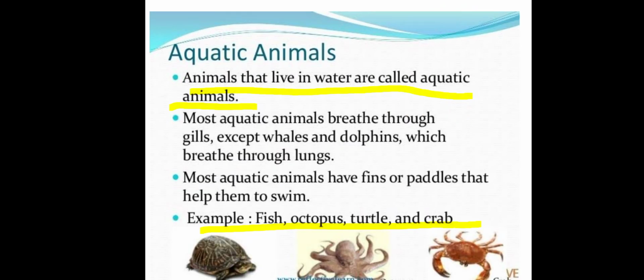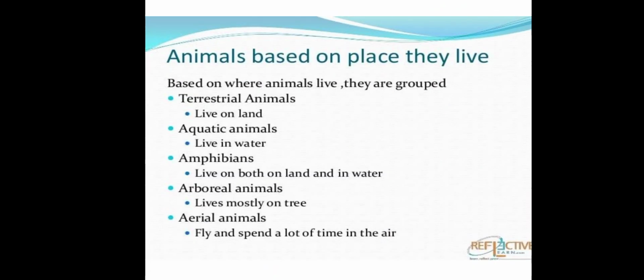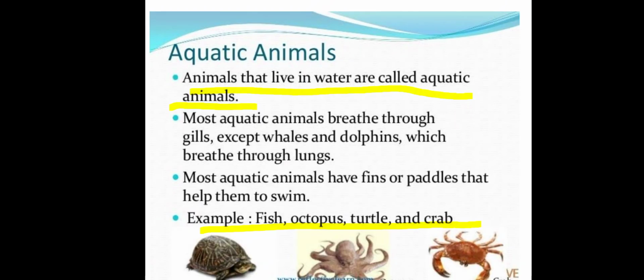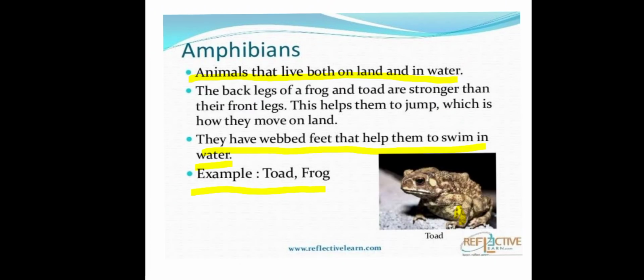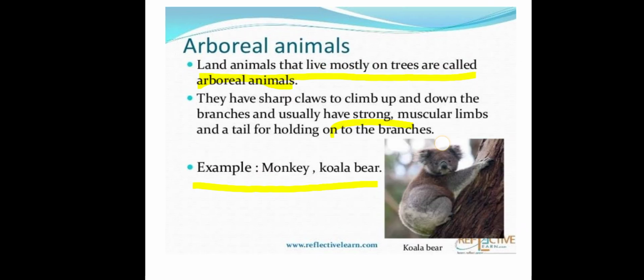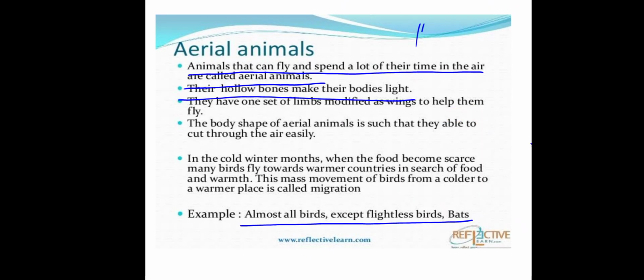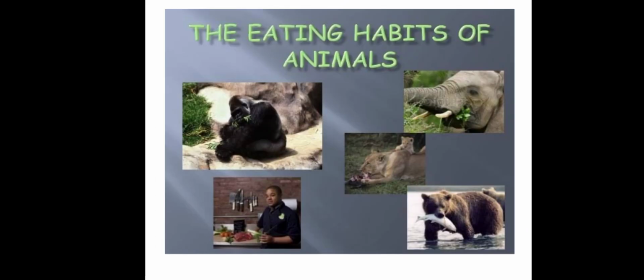Good morning, class. In the previous lesson, we learned about animals based on the place they live. We learned about terrestrial animals and their adaptations, the ways they live, and different ways they protect themselves. We have come to know about aquatic animals, amphibians, arboreal animals, and aerial animals. Now, today we are going to learn about the eating habits of animals.